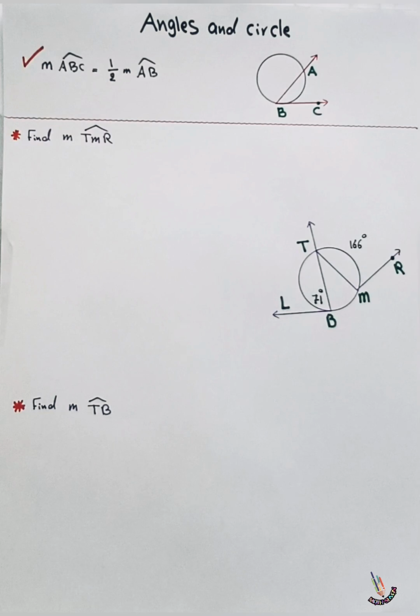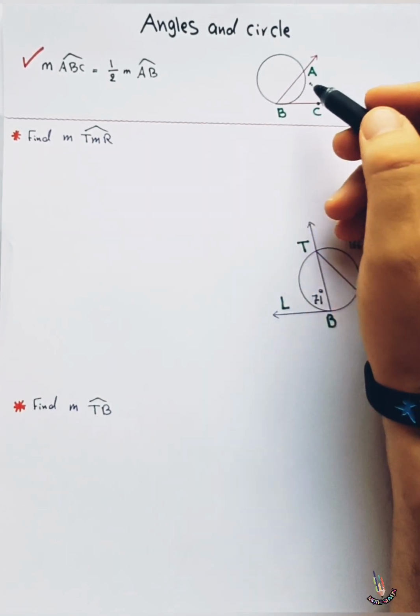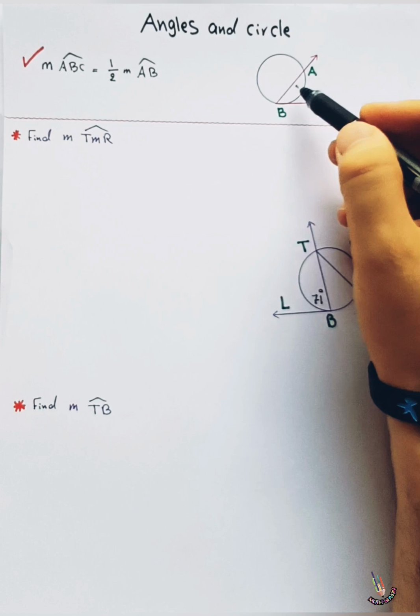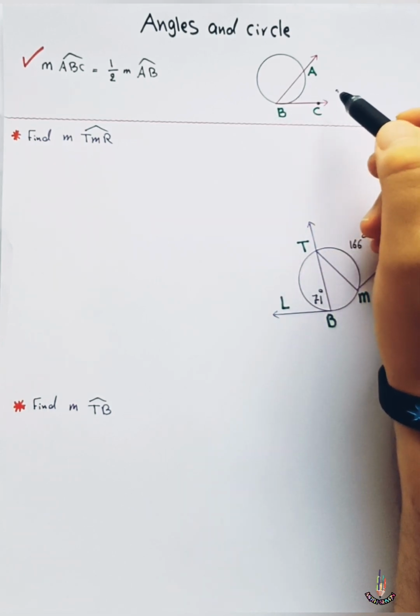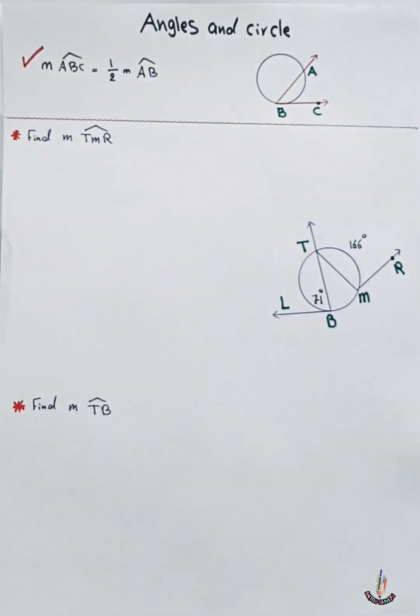After that we have the theorem of the tangential angle: if a tangent and a secant or chord intersect on a circle at the point of tangency, then the measure of the angle formed is half the measure of its intercepted arc. It means that in angle and circle, the measure of angle ABC is equal to half of the measure of arc AB. So in example number 1, we have to find the measure of angle TMR.